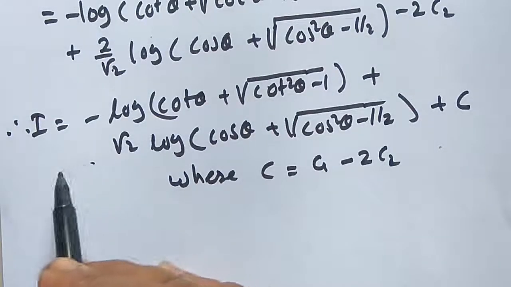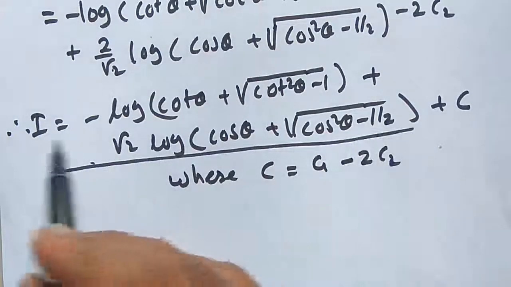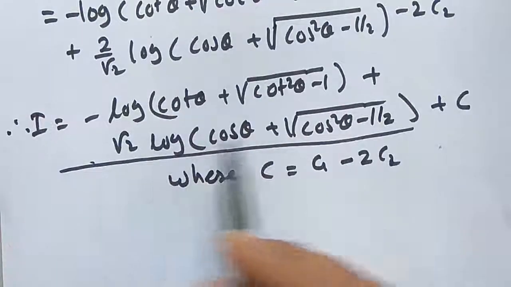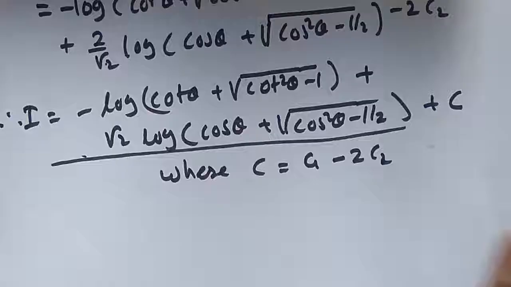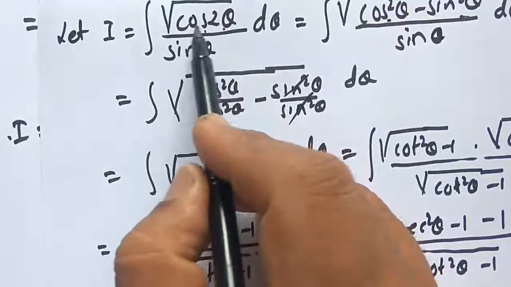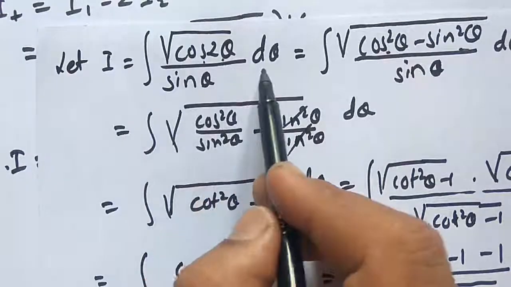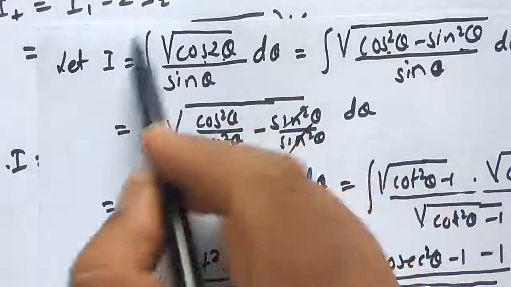So this is the value of the integration of under root of cos of 2 theta upon sin theta d theta. It looks very simple, but see the calculations.